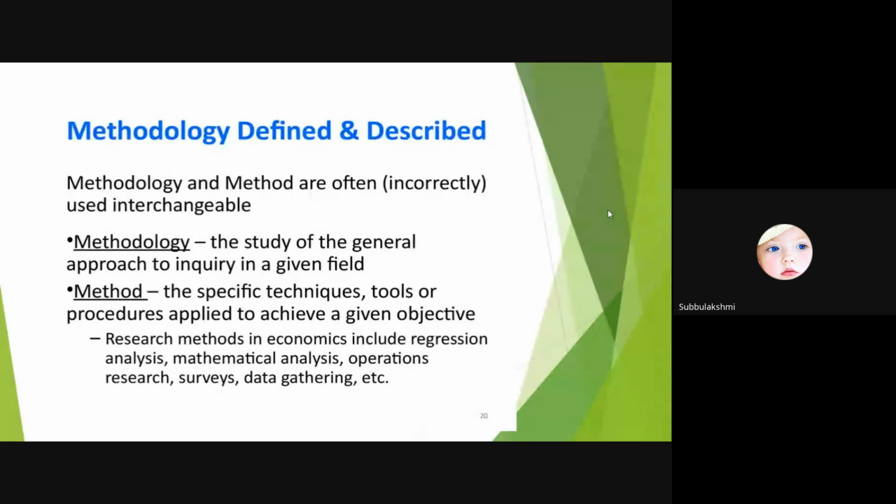So you have the simplest definition here. Methodology is the study of the general approach, and method is a specific technique, specific tool, specific procedure. You have an example, see. Supposing a research is conducted in the field of economics, naturally we have to involve a survey, we have to go in for data gathering and data analysis. Yes, so all these are involved.